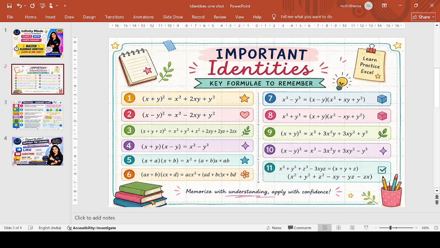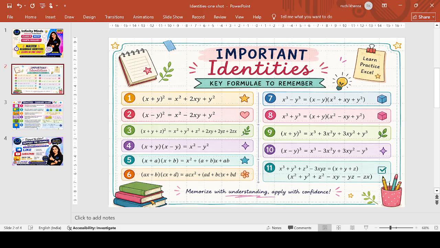Identity number 1, x plus y whole square, which is x square plus y square plus 2xy: square of the first term, square of the second term, plus twice the product of the two terms. Next, x minus y whole square: square of the first term, square of the second term, minus twice the product of the two terms.